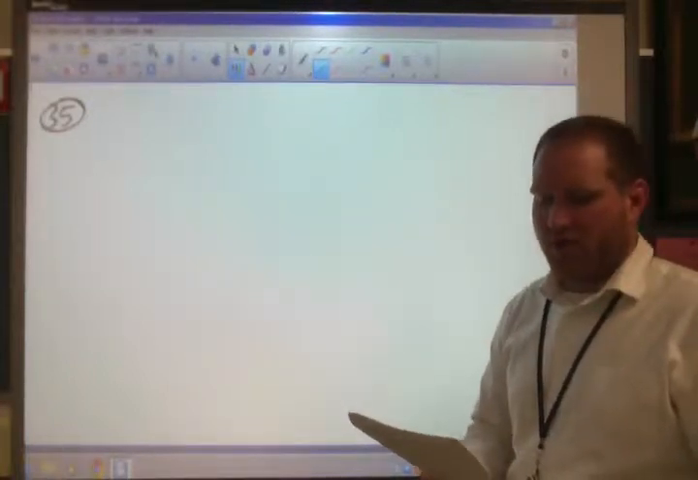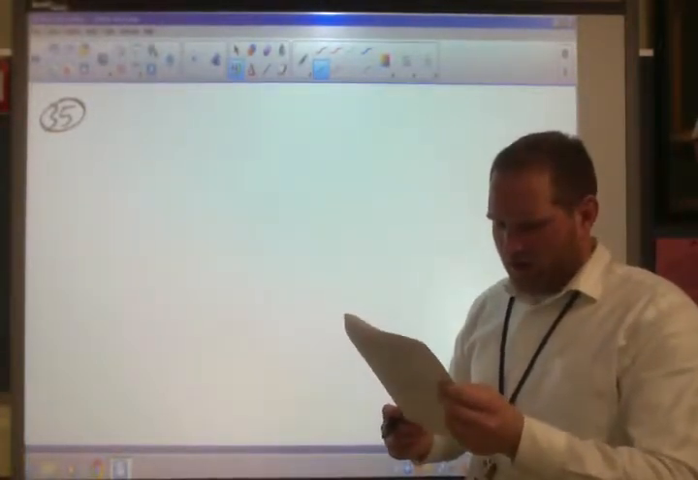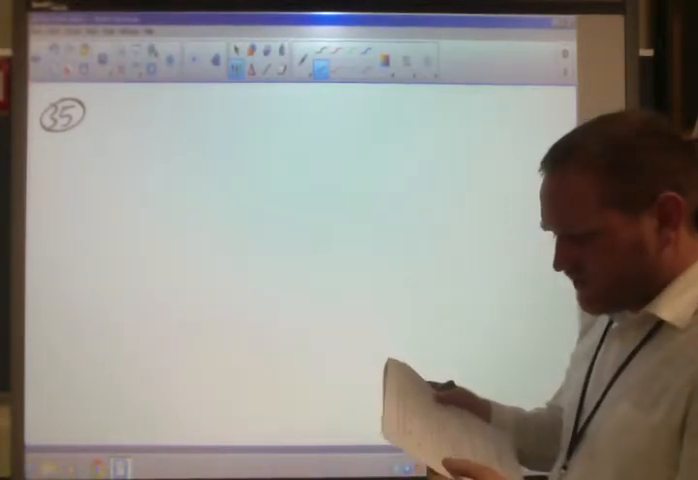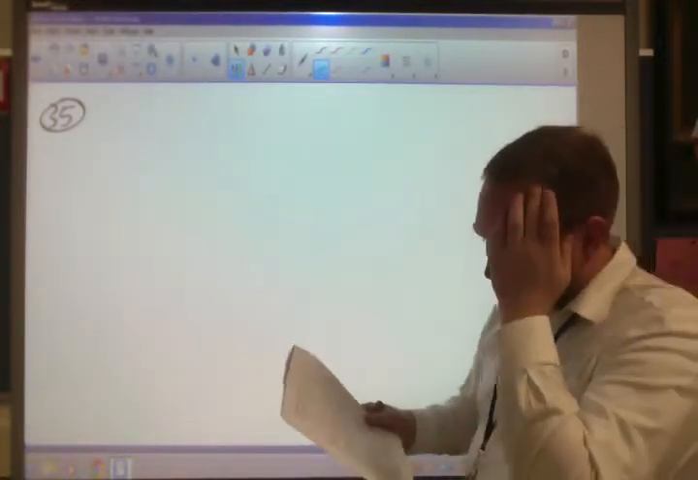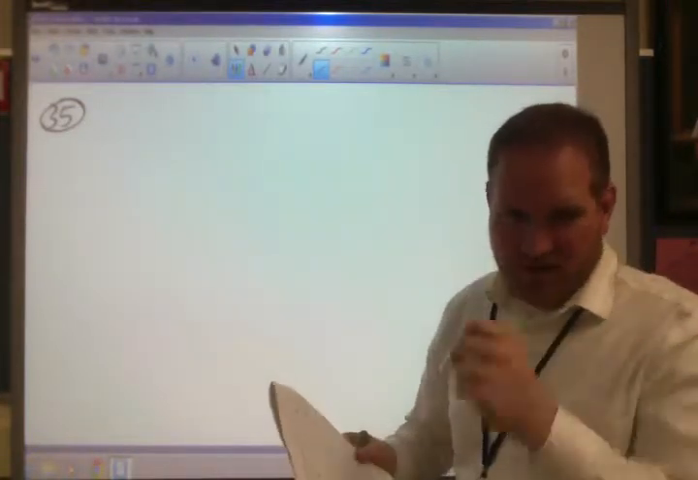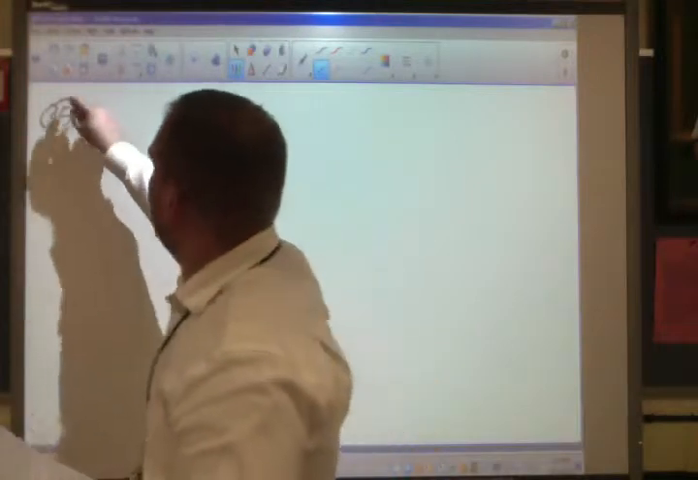Okay, number 35. Pictures below should be above. These pictures represent particles. Which of these boxes contain mixtures? That's going to be B and D, because those have different particles in them.